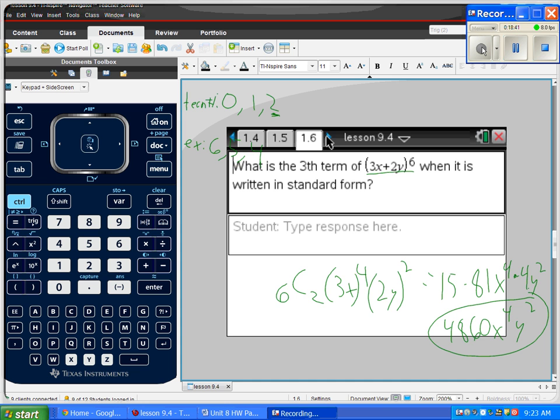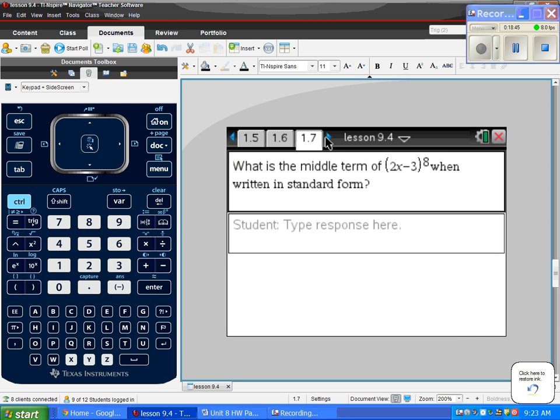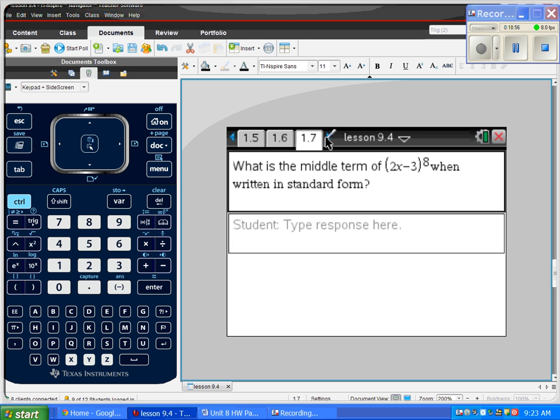Well, then we might as well do another example. Give this one a shot. What is the middle term of 2x minus 3 to the 8th? So there's 8 terms. What are the terms going to have as far as they go? What are we looking at here? What are you counting?